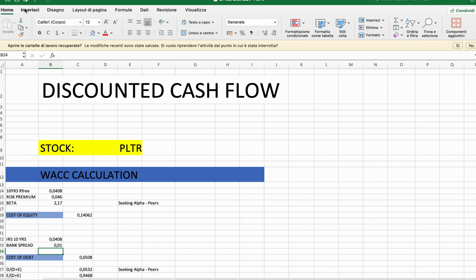This is one of the stocks that is most frequently asked for me to analyze. So today we're finally analyzing Palantir.